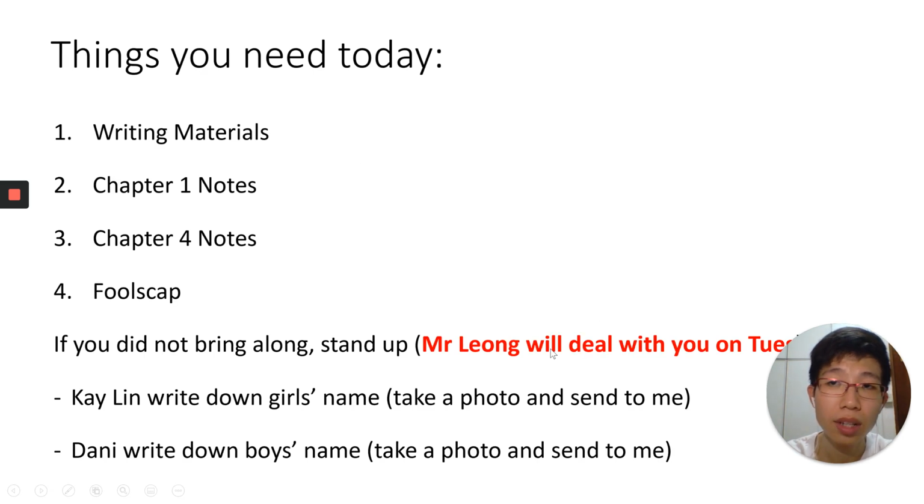Let's start. So these are the things that I need you to put on your table today: writing materials, chapter 1 and chapter 4 notes, and foolscap. These are all the items that I stated in my last Friday lesson. So if you did not know what to bring, it just means that you didn't attempt last Friday's lesson.